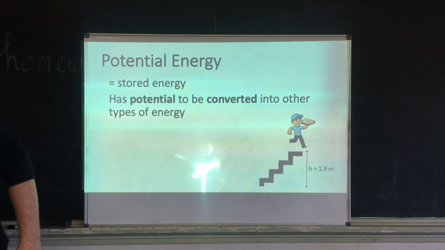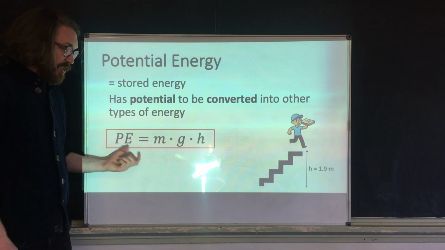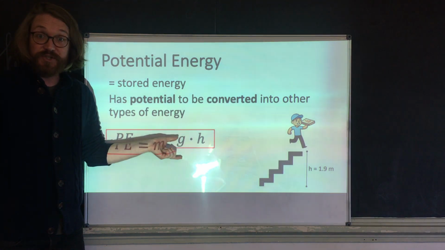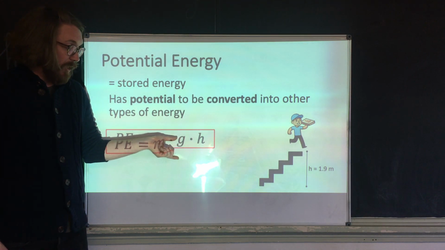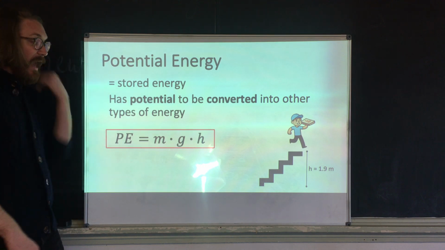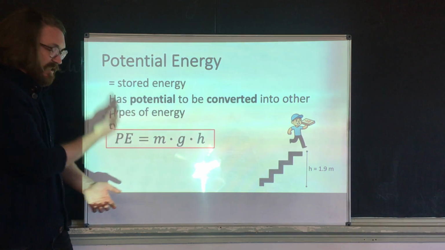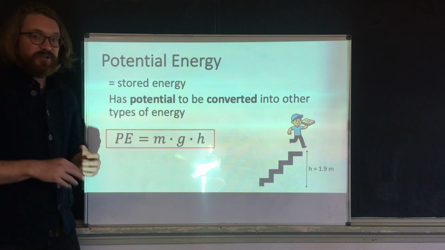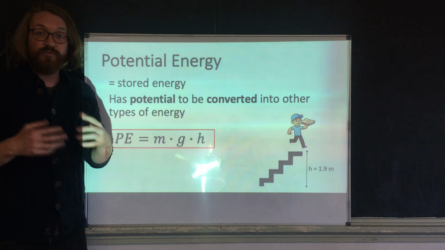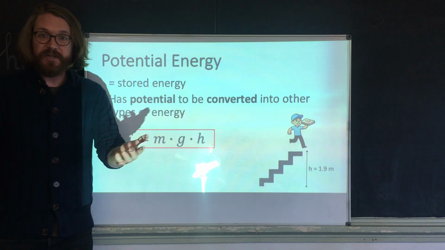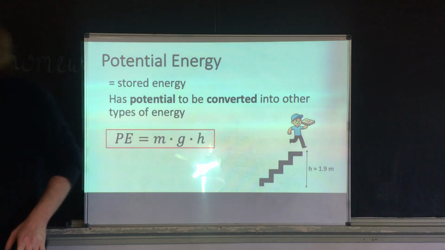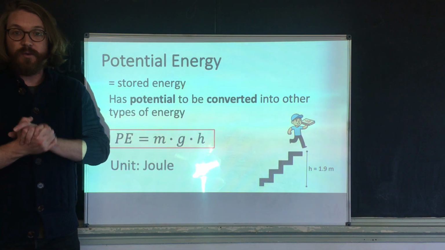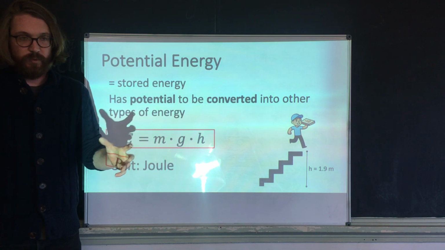Now, our equation for this is the potential energy equals the mass of the object times little g, that's the acceleration due to gravity, 9.8 meters per second squared, times the height. As the mass of the object gets bigger, the potential energy gets bigger. As the height of the object increases, the potential energy gets bigger. They're both directly related. Little g always stays the same. It's always 9.8. The unit that we use for potential energy is the joule. That's the unit that we use for all forms of energy.